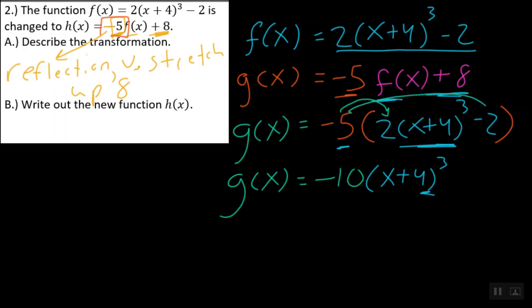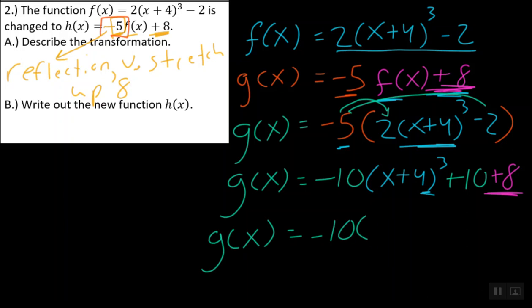And -5 times -2 is positive 10. Now from here, switching to this purple, because we have this plus 8 on the outside of the function, I now add plus 8 on the outside of the function. And this allows me to write our final form of g of x. It is -10 parentheses x plus 4 cubed plus 18.